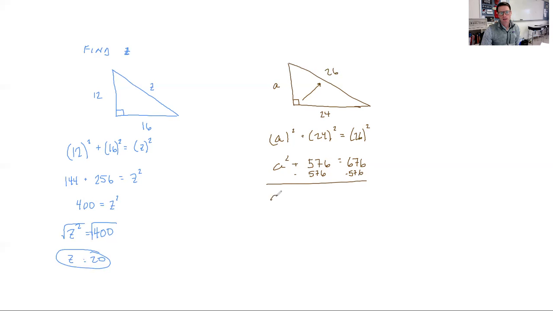And I get A squared equals 100. I'm going to undo the squaring now by square rooting. Do it to both sides, and I get A equals 10.